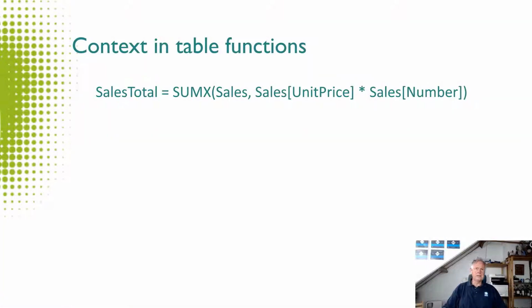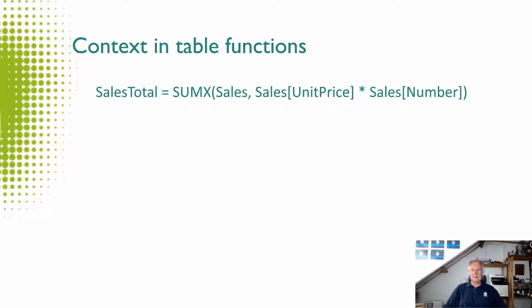So, context and table functions. As said before, if you find an X at the end of the name of a measure, it's a table function. And table functions in themselves are one of the most powerful calculation options you have. And why? Because when you're working with them, you have different contexts in them. It can be a row context, it can be a query context, or it might be a filter context. And combining those makes it a very, very powerful instrument.